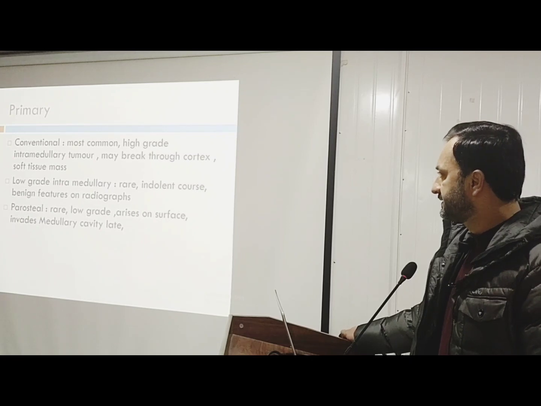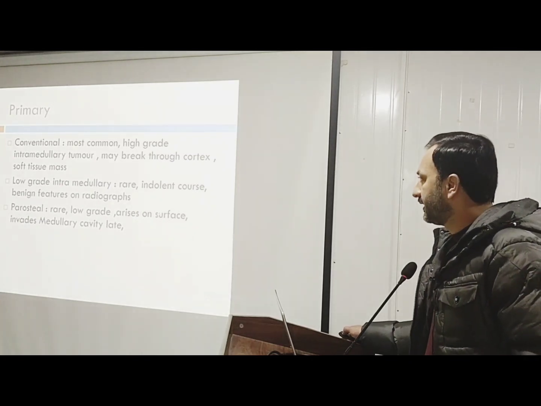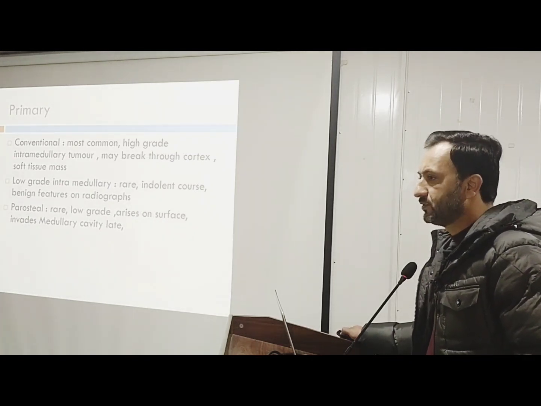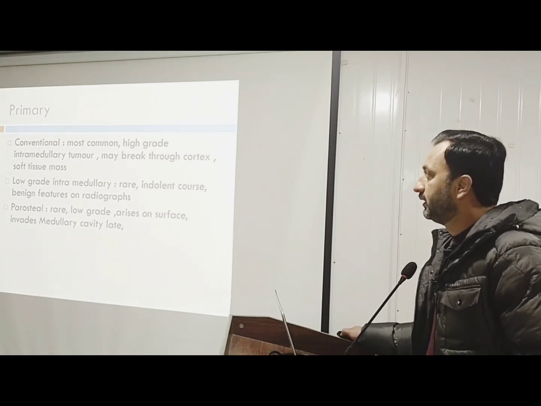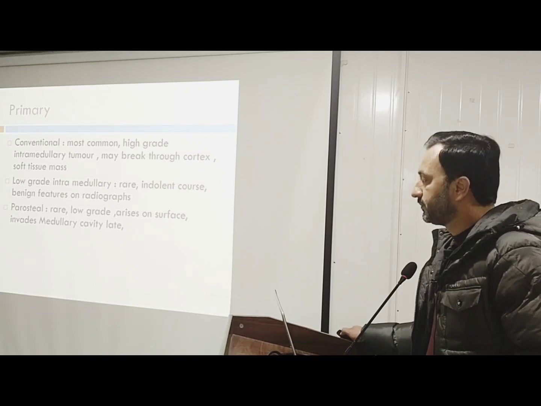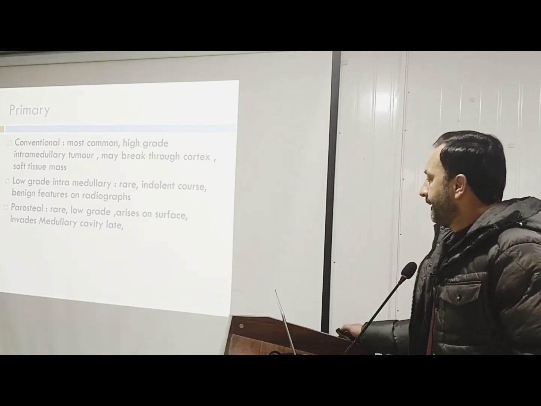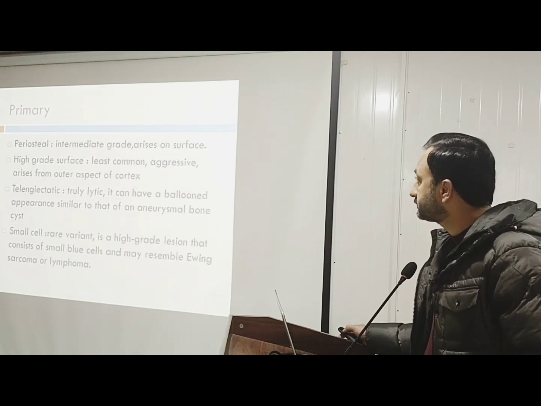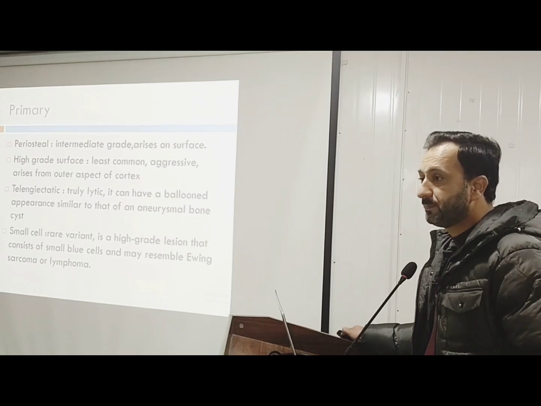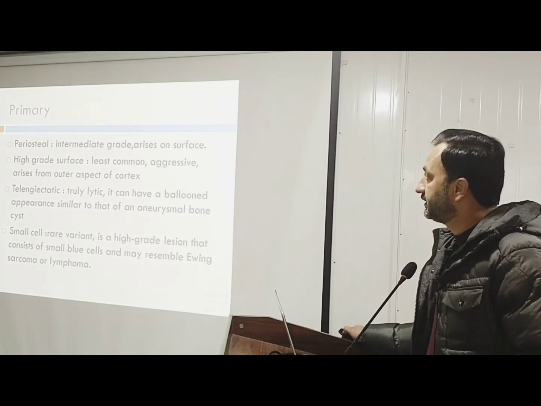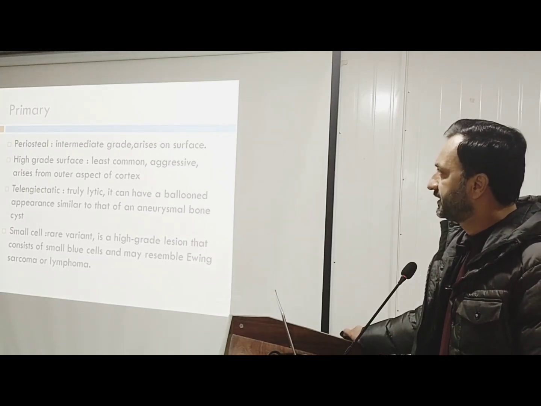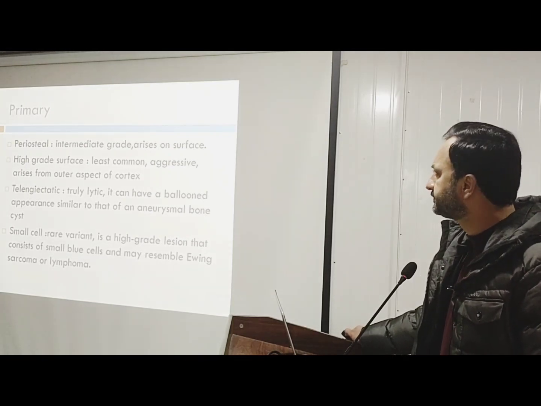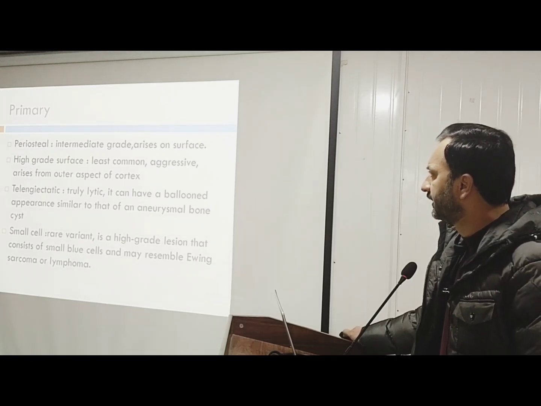Again, the parosteal osteosarcoma, which appears in the second, third, and fourth decades of life, is very rare. Low grade, it arises from the surface of the bone, not from the medullary tumor, so it's different from the conventional tumor. Another which arises from the surface of the bone is periosteal osteosarcoma, which is intermediate grade, and high-grade surface osteosarcoma, which arises from the surface but is high grade. It's the least common and aggressive in nature.